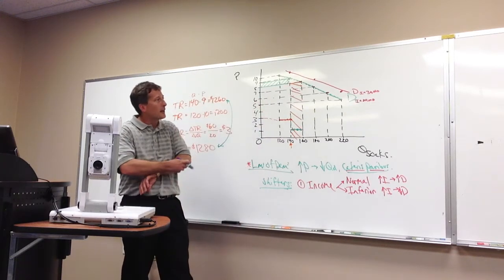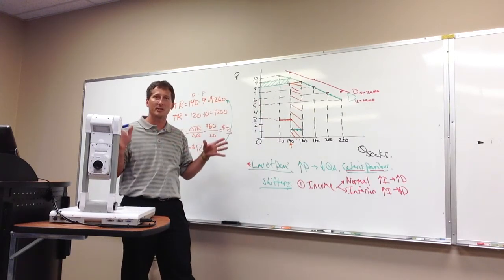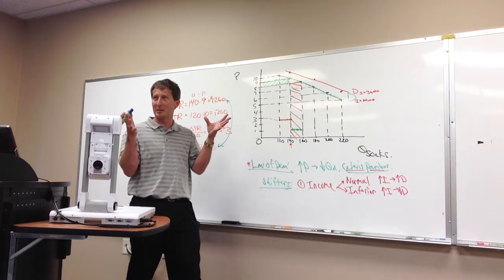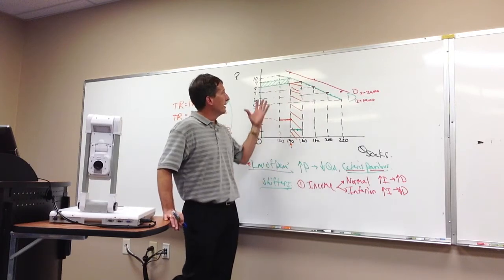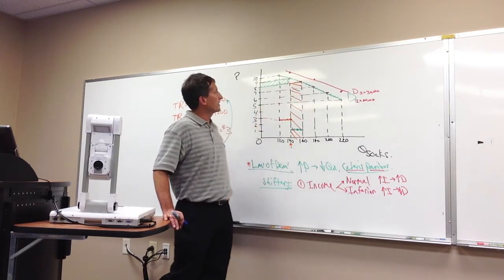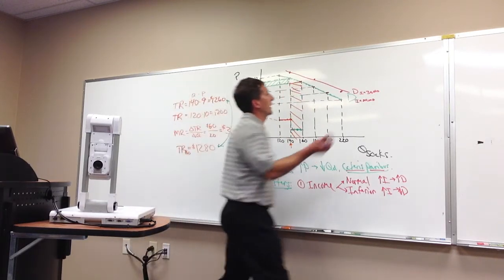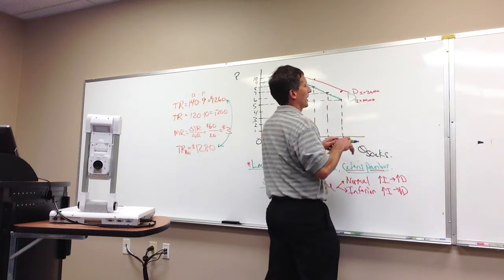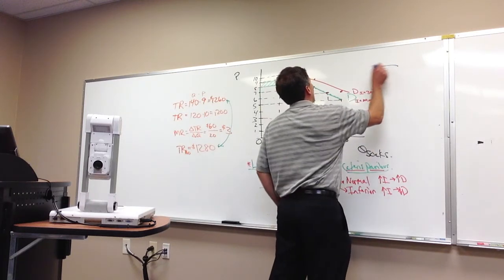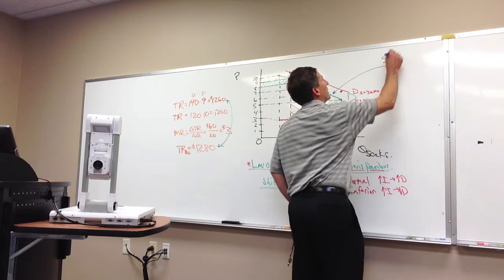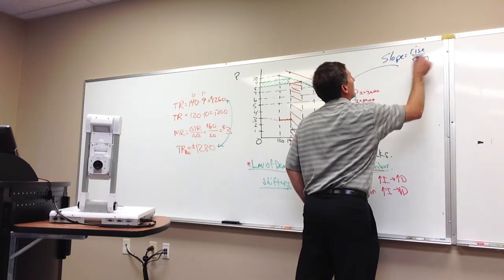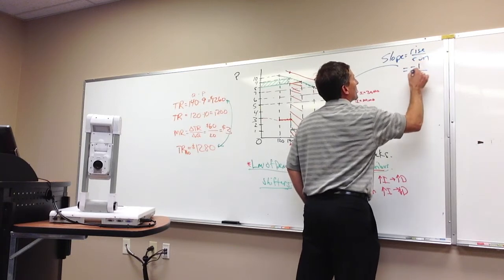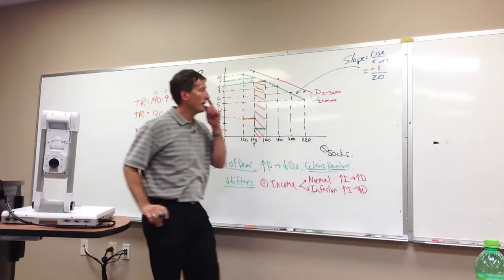Not that I care that much about the positive or negative, I just don't want you to screw up the formula when you insert it in there. So the law of demand tells us that number is going to be negative. The slope is negative. So if you want to add something to this graph, just put on here, just for fun, slope, rise over run, negative 1 over 20. We got a negative 1/20 slope.